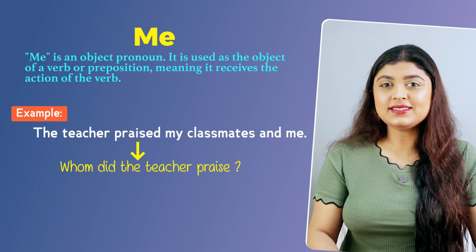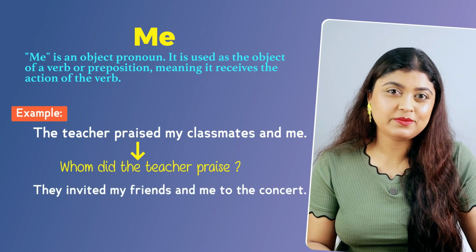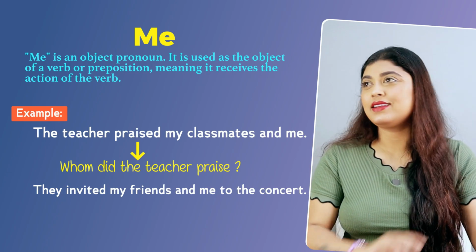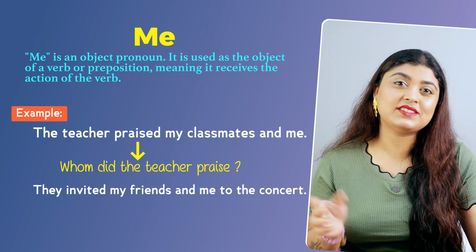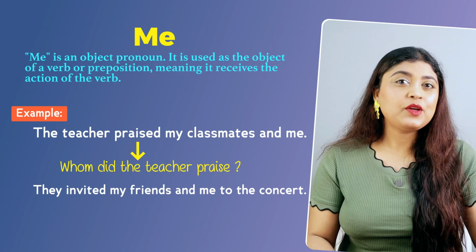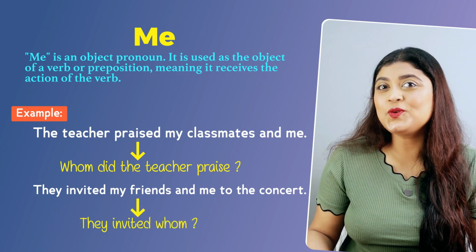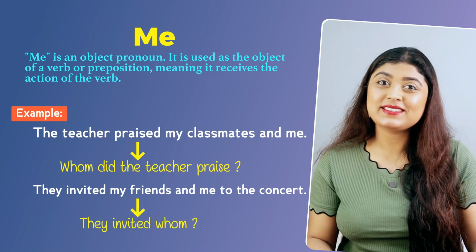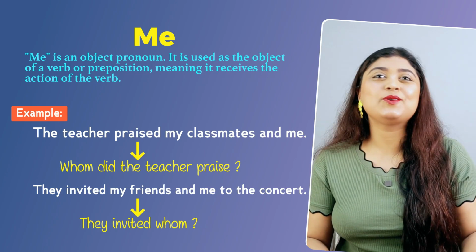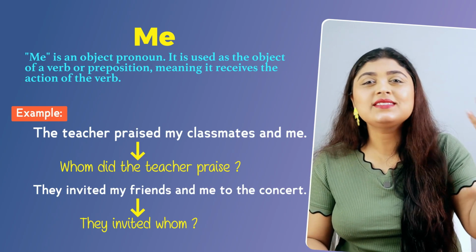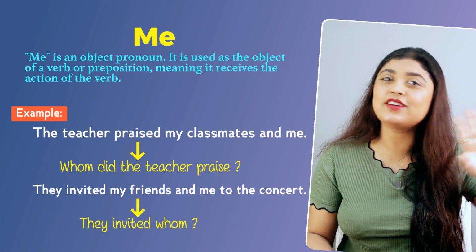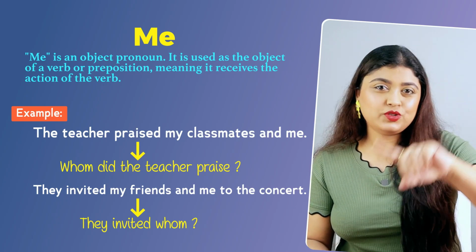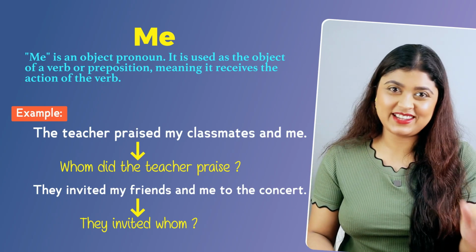Another example like this, they invited my friends and me to the concert. Not they invited my friends and I to the concert, because they invited whom? They invited my friends and me. It's as simple as that. So when you're asking a question with who, it's the subject. You can use I there, not me. And when it's the object, it will always be me and not I.